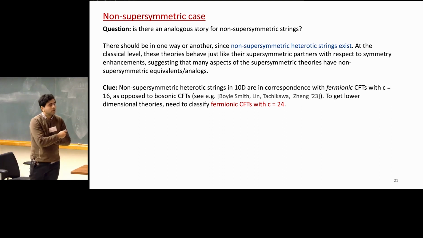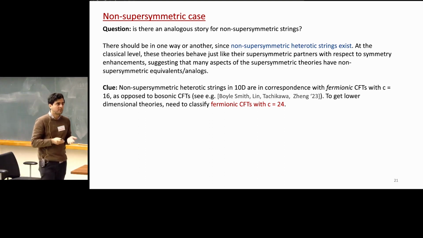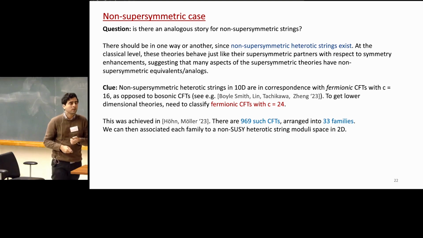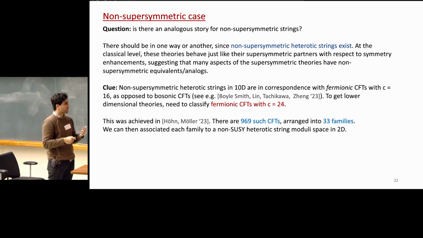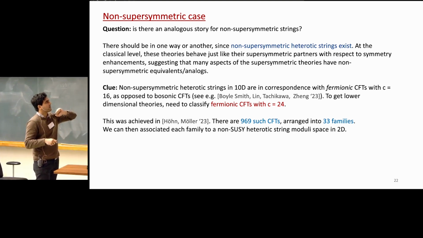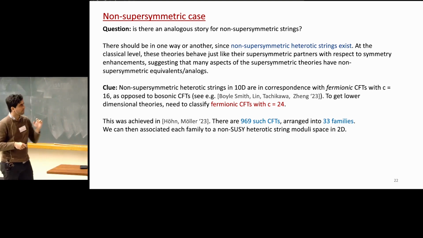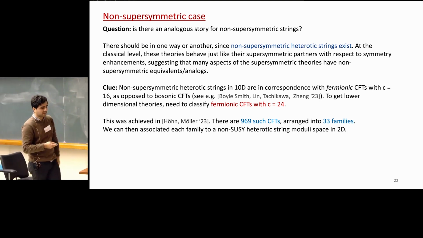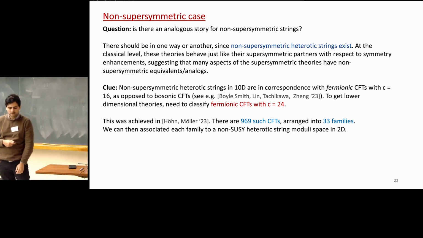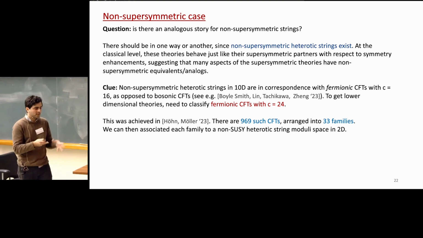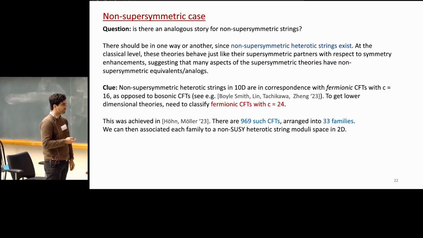Fortunately, this was achieved very recently in the mathematics literature by Ho and Moller. What they did was basically the same as what Tachikawa and company did for some fermionization procedure applied on the bosonic theories, but going up to c equal 24. And they find 969 CFTs of this type. They are arranged into 33 families. And each one of those families can then be associated to a two-dimensional moduli space for non-supersymmetric heterotic strings.